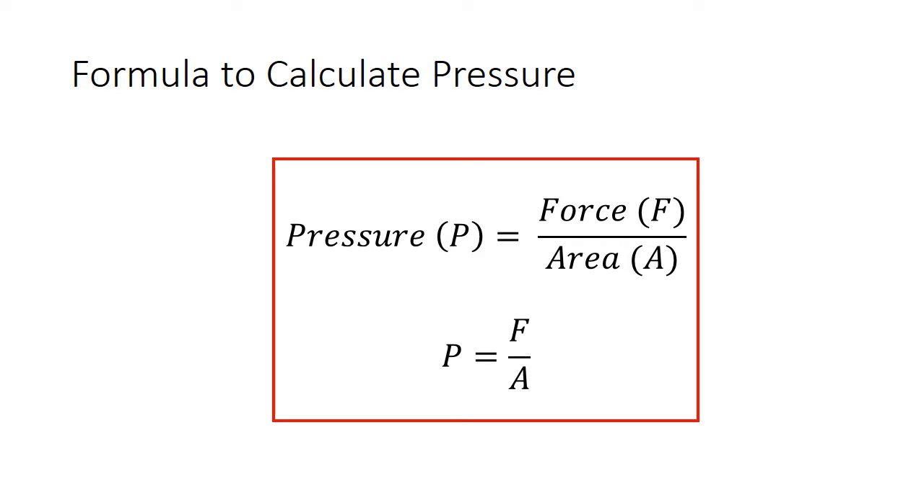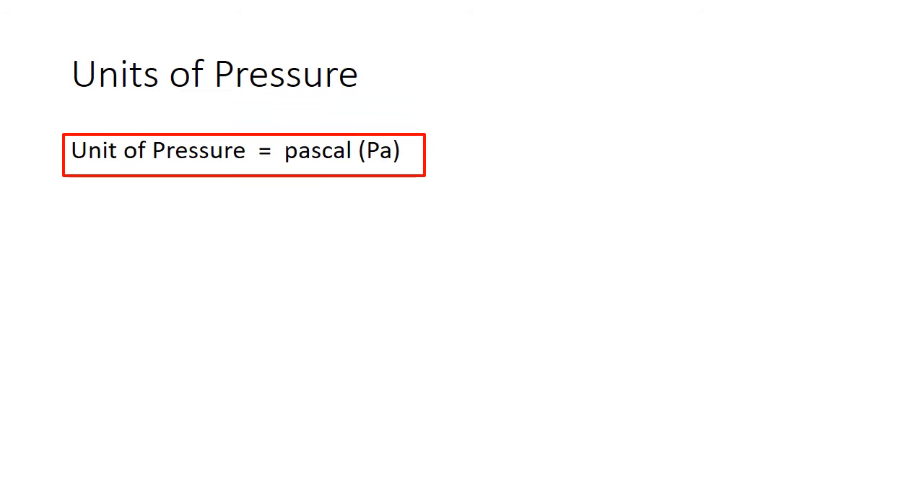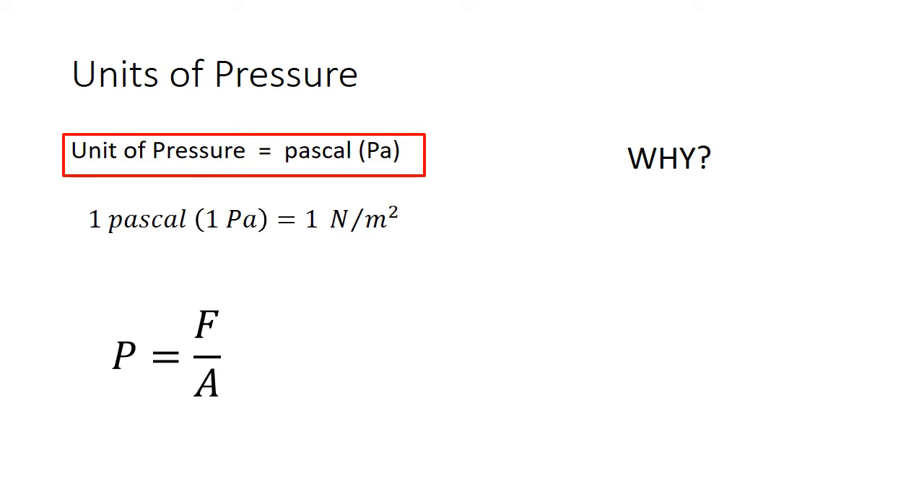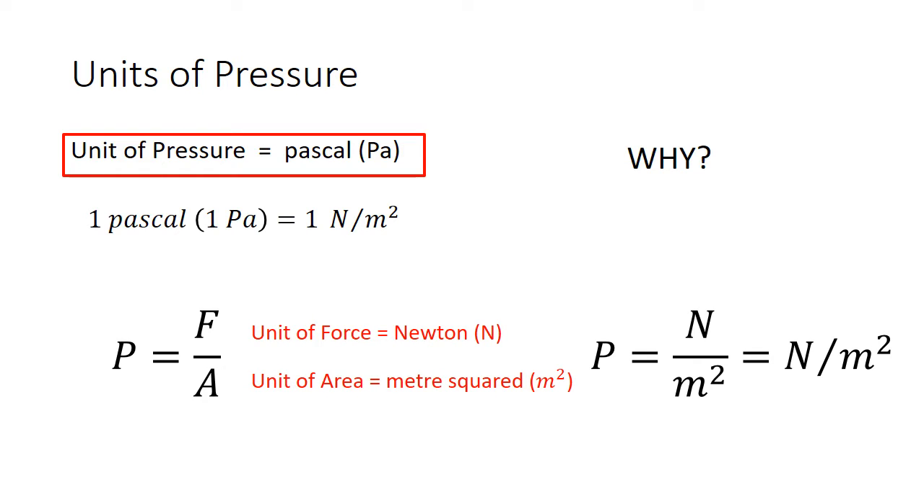Remember, the formula to calculate pressure is pressure equals force divided by area, or P equals F over A. The unit of pressure is the Pascal. This comes from 1 Pascal is 1 Newton per meter squared. Why? Pressure equals force over area. The unit of force is a Newton. The unit of area is meters squared. So pressure is newtons per meter squared.